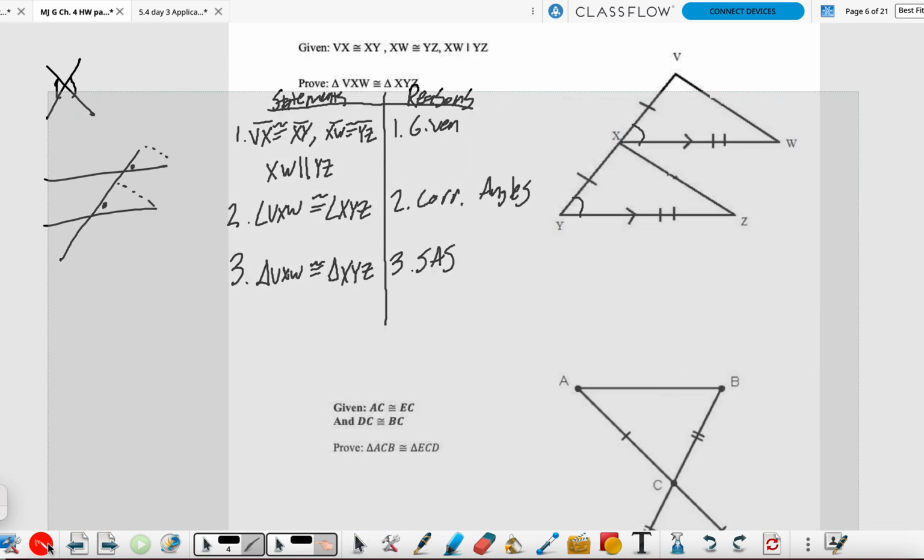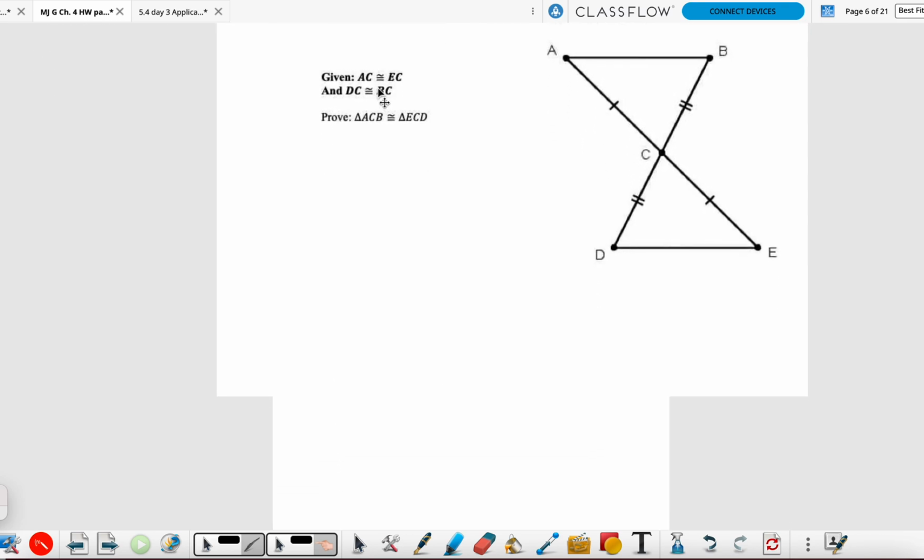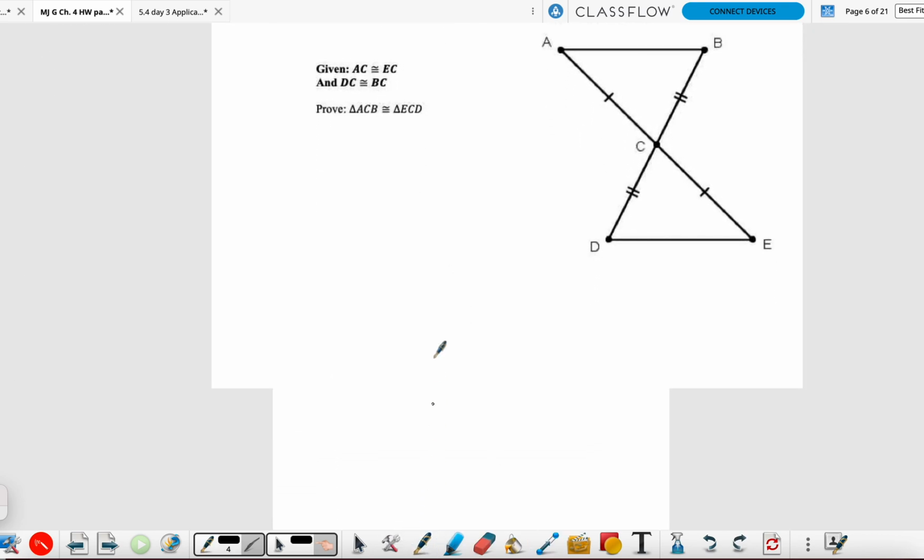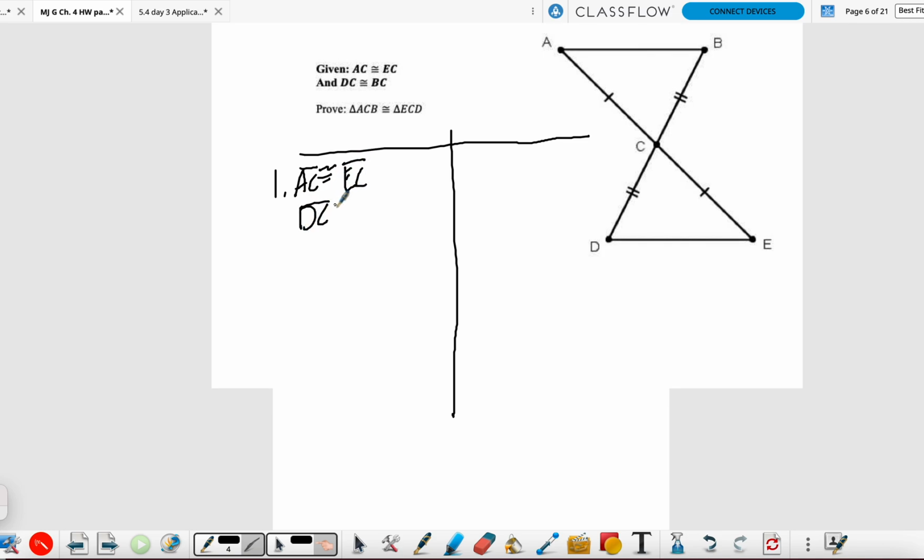So to finish this out, let's look at the last one. We are given that AC is congruent to EC and DC is congruent to BC. Prove the two triangles are congruent. This one, kind of like the first one, should be a quick one. So AC is congruent to EC. DC is congruent to BC. That's given. We want to prove the two triangles are congruent. Look for our visual freebies.